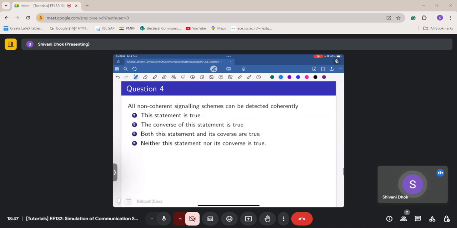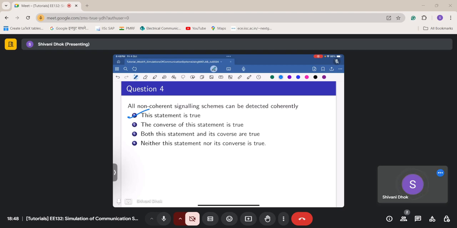The next question says all non-coherent signaling schemes can be detected coherently. So I can apply these coherent detection algorithms. If I know theta and g, I can go for coherent detection algorithms irrespective of the scheme that I am using. Even if I'm having orthogonal signaling, I can derive a detection rule for coherent detection. We'll see, if time permits, how to do that. So this statement is true.